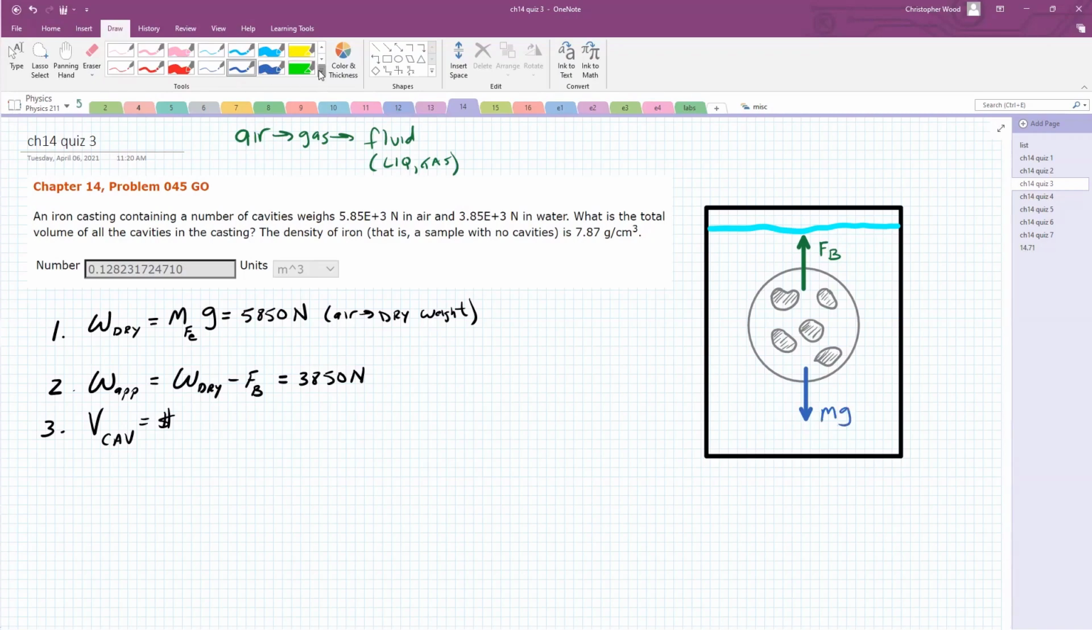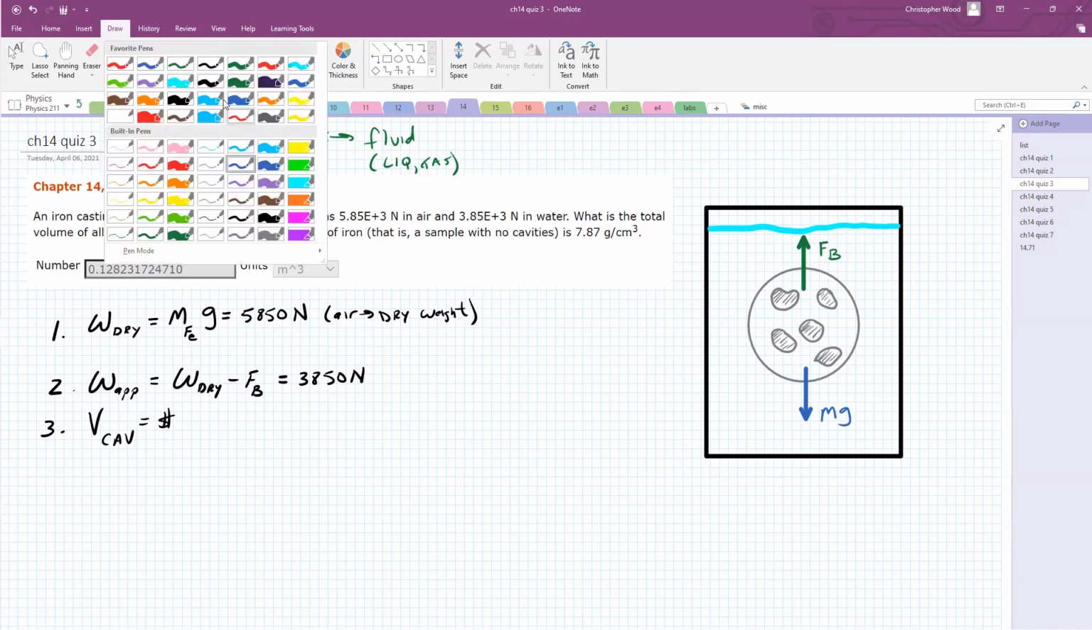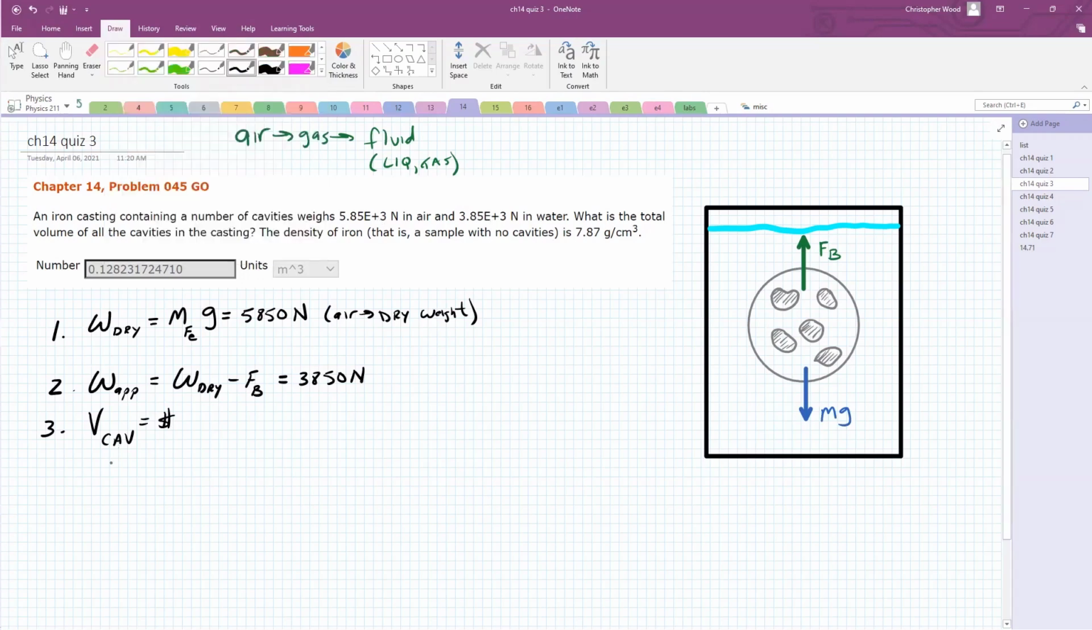I'm going to go with my apparent weight expression, because I'm given the dry weight and the apparent weight. That seems to be a lot of information. Here's the updated number 2. The apparent weight equals 3850 newtons, which equals the dry weight, 5850 newtons, minus the buoyant force. The buoyant force is rho VG, where rho is the density of the displaced fluid and V is the volume of the displaced fluid. By this time, I should be able to just say that the volume of the displaced fluid is the same as the volume of the object, so I'll say volume of the object times G.